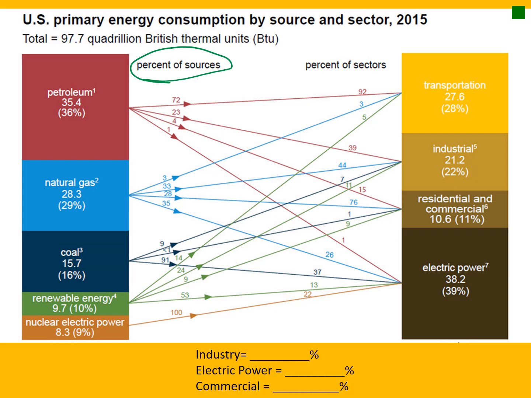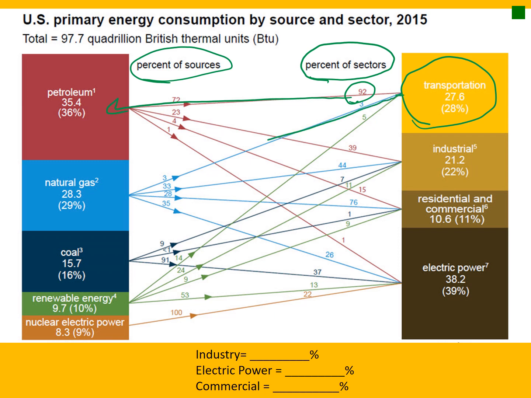Now, if you look at transportation, on this side, this is the percent of sectors. Out of transportation, 92% of it comes from petroleum, 3% of transportation comes from natural gas, and then 5% comes from some sort of renewable.